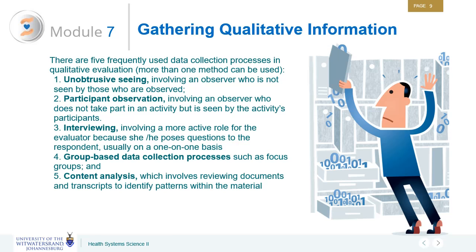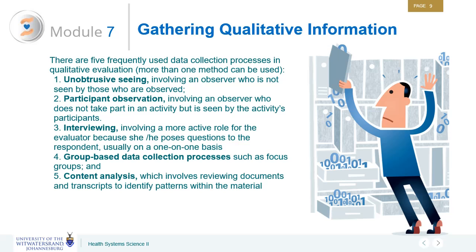So there are different processes that we can use to collect information, and we know that we can either use quantitative or qualitative designs. So there are 5 frequently used qualitative data collection processes that are used in evaluation. The first is unobtrusive seeing. This is involving an observer who is not seen by those who are being observed. The second is participant observation, where we are involved as an observer who does not take part in the activity but is seen by the activity's participants.